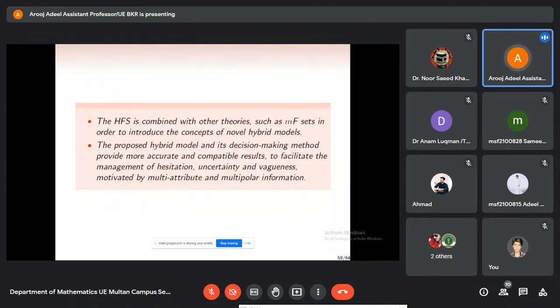The Hesitant Fuzzy set is combined with other theories such as m polar fuzzy sets in order to introduce the concept of a novel hybrid model, and the proposed hybrid model and its decision-making method provide more accurate and compatible results to facilitate the management of hesitation, uncertainty, and vagueness motivated by multi-attribute and multipolar information.